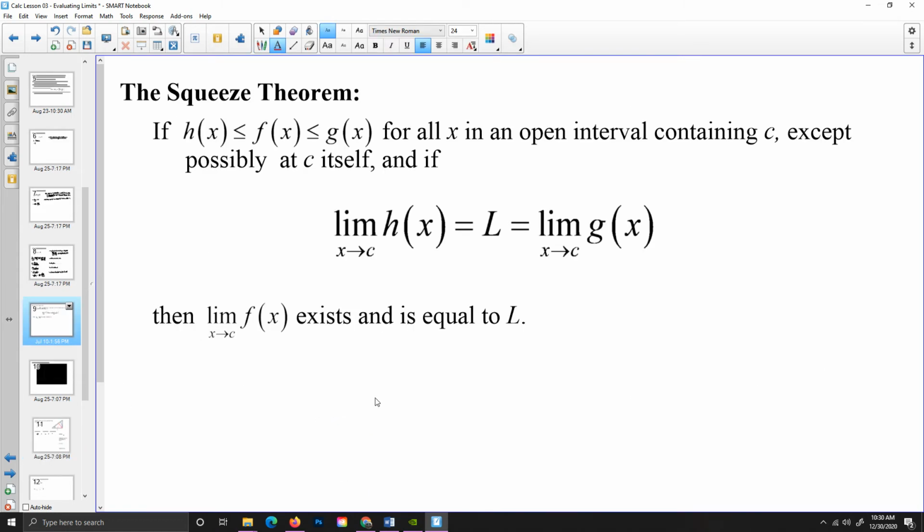All right, the squeeze theorem. If h of x is less than or equal to f of x is less than or equal to g of x for all x in an open interval containing c, except possibly at c itself, the limit as x goes to c of h of x is equal to L, which is equal to the limit as x goes to c of g of x, then the limit as x goes to c of f of x exists and is equal to L. So what does that mean?